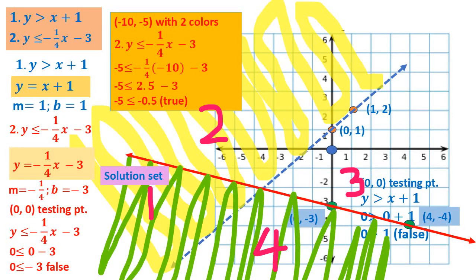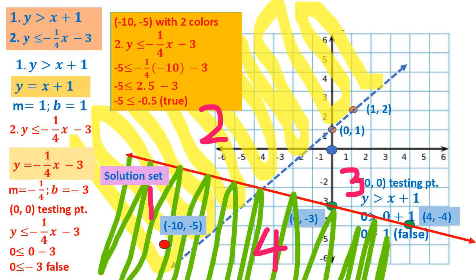So how do we know if a point on this region is really a solution? Let us choose a point that is on this particular region with two colors. And this point is represented approximately by (-10, -5). So let us try to check using the first inequality, y is greater than x plus 1. So it's -10 as our x and -5 as our y. So the y is -5. Is it greater than -10 plus 1? Okay, so -5 is greater than -9.